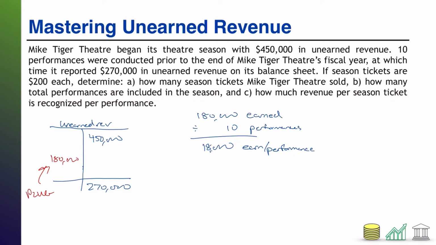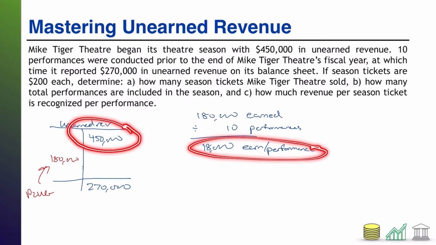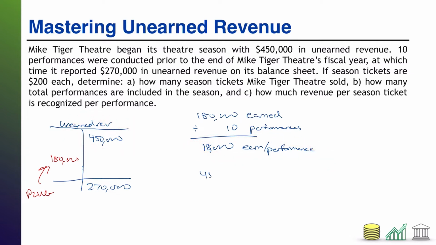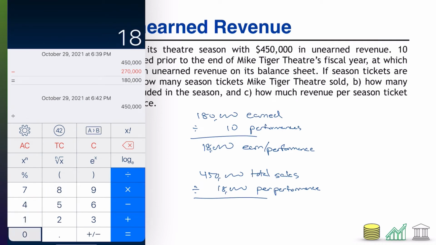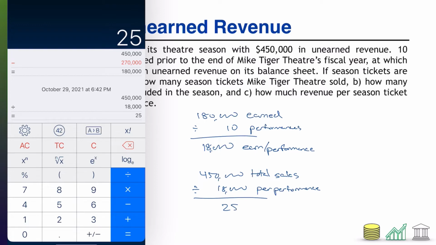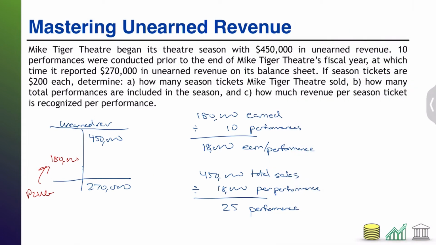How many total performances are included in the season? We just determined that every performance earns $18,000. We had sold enough tickets for $450,000 of total revenue. So $450,000 total sales divided by $18,000 per performance. Pull out my calculator. 450,000 divided by 18,000 tells us that we have 25 performances total in the season.